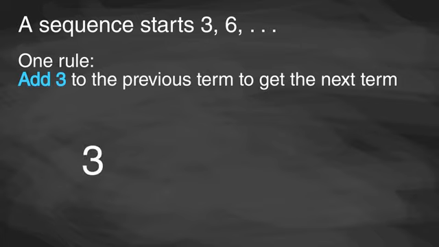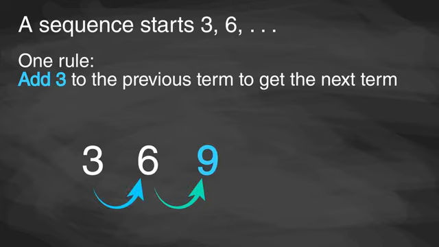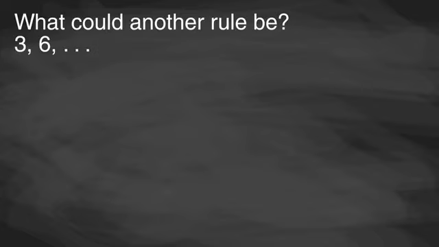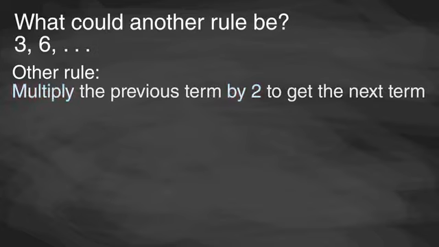After 3 and 6 would be 9, then 12, then 15. What could be another rule that the same sequence follows? Another rule would be to multiply the previous term by 2 to find the next term.